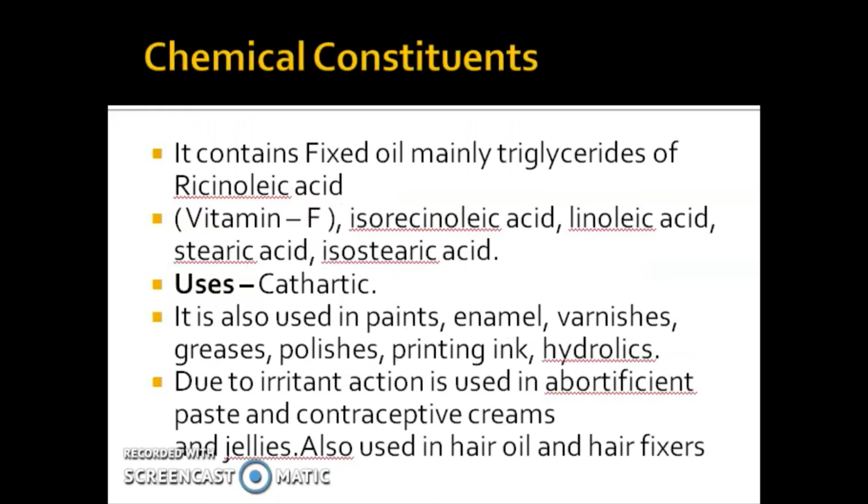Chemical constituents. It contains fixed oil, mainly triglycerides of ricinoleic acid, vitamin F, isoricinoleic acid, linoleic acid, stearic acid and isostearic acid. Uses. It is cathartic. It is also used in paints, enamels, varnishes, greases, polishes, printing ink, and hydraulics. Due to its irritant action, it is used in abortifacient paste and contraceptive creams and jellies. Also used in hair oil and hair fixers.